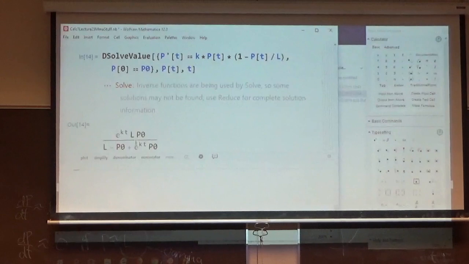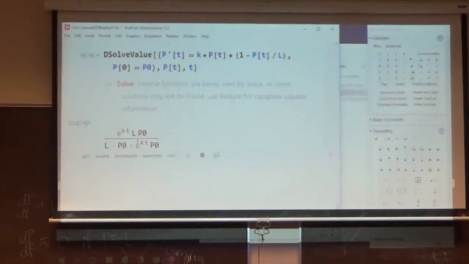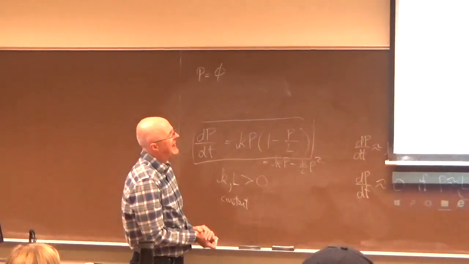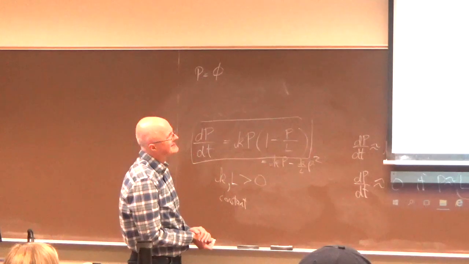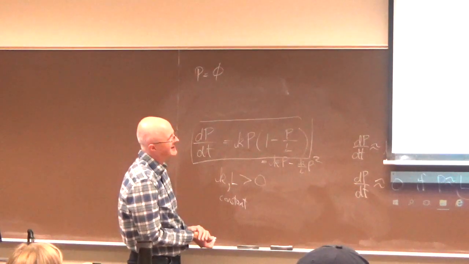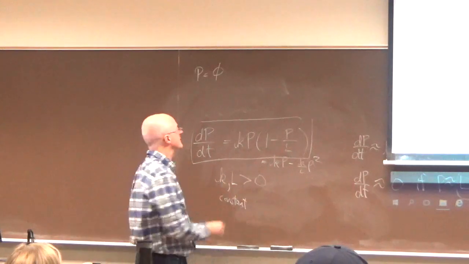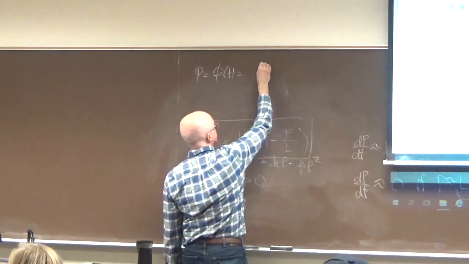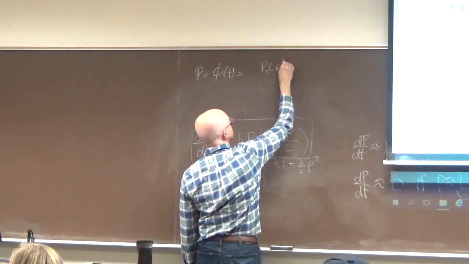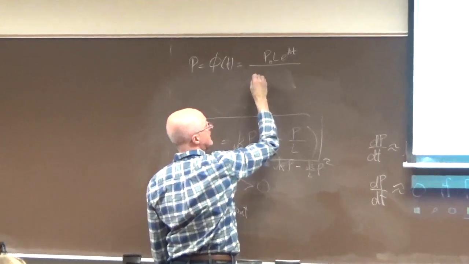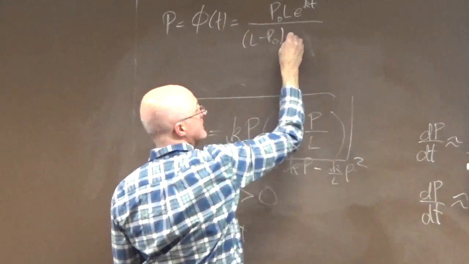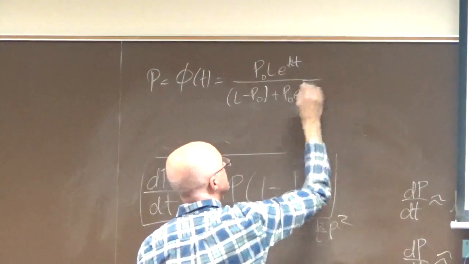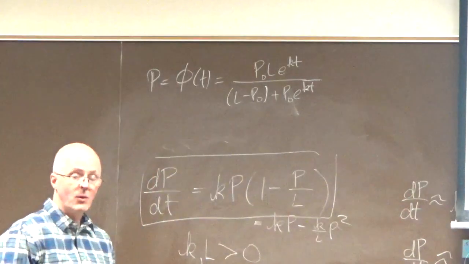Let me write it on the board as well. I could write it with a phi notation if I liked. Phi depends on t, but it also depends on k, P0, and L. I'm not going to bother with subscripts here. Let's just say p of t. I'm going to reorder the things on the top. P0, L, e to the kt over L minus P0 plus P0 e to the kt. Writing it by hand, I'll put the 0 as a subscript. That's one way to write the answer.